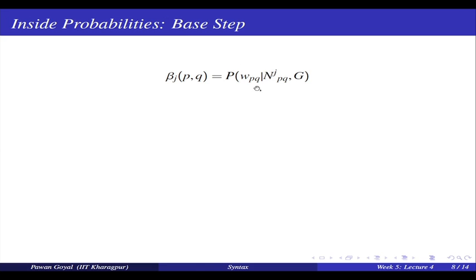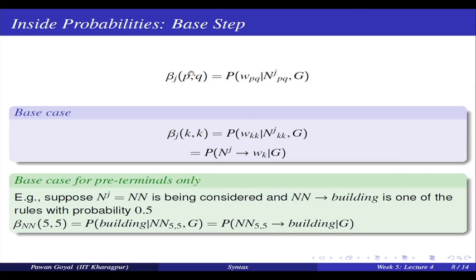So, what will be the base case here? The base case would be when p and q are the same, that is, I am deriving a single terminal from a non-terminal, and that you can find out very easily if your grammar is in the Chomsky normal form. So, what is the particular non-terminal that derives this terminal? This would be the base case, and then I will go in a bottom up fashion to derive the inside probabilities for higher and higher sequences. So, the base case here is when p is equal to q.